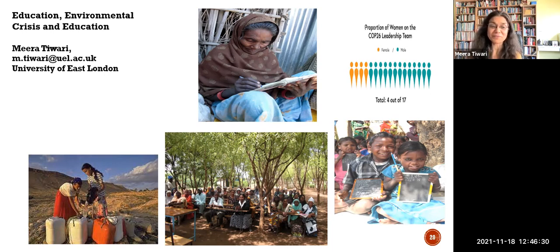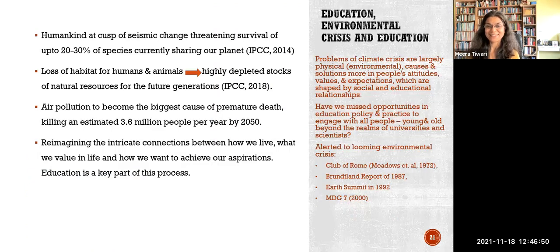Different forms, and different chapters have alluded to formal education, non-formal. You can see what is happening in these pictures that I've captured in my fieldwork. Some are from rural India. The one in the middle is from rural Tanzania. Can we move to the next slide, please?